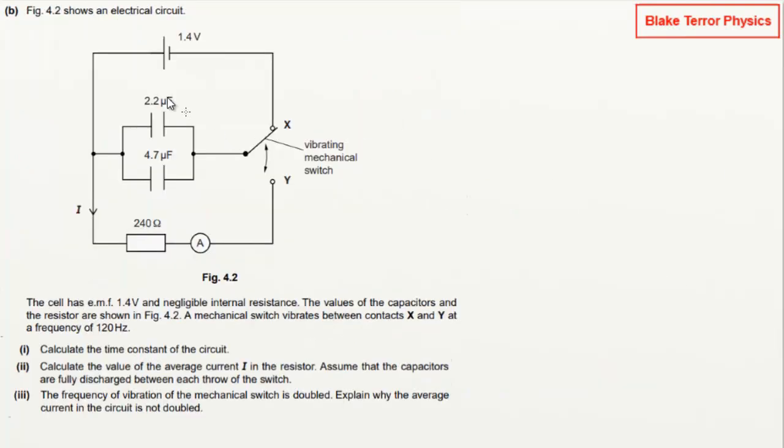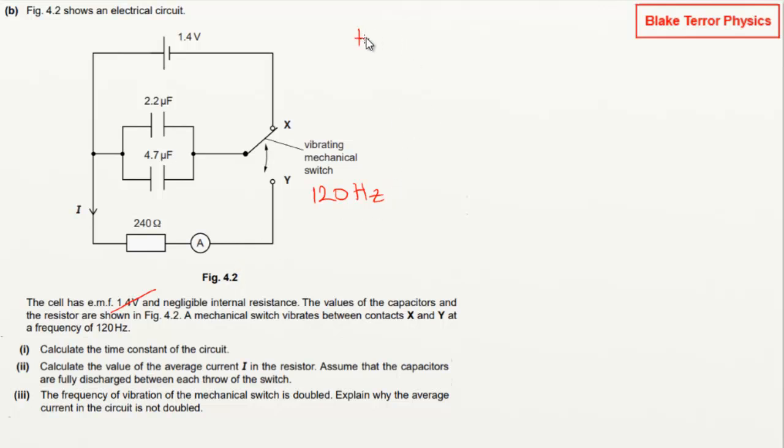Right, on to the next bit of the question. We've now got an electrical circuit. We've got a couple of capacitors, a cell, a fixed resistor, an ammeter, and then this vibrating switch. 1.4 volt EMF, that's in the diagram, so we don't need that. Negligible internal resistance. Values of the capacitors are on there. 120 hertz is the speed of vibration of the switch. Calculate the time constant of the circuit.